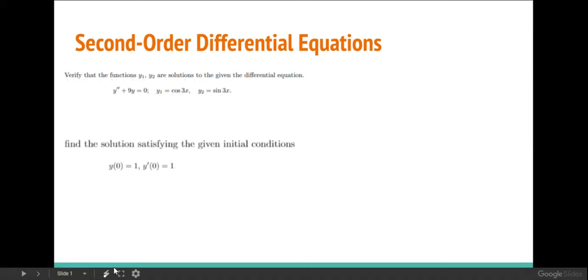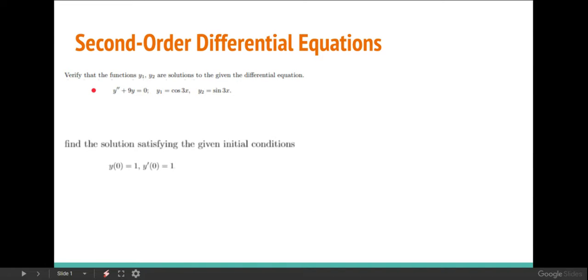Hi there. Thought we'd take a look at this second order differential equation. Our first step in this problem, we're going to be verifying that the two solutions we're given, y1 and y2, are actually solutions of this differential equation. And then our second step, we'll go ahead and find the general solution based on these given initial conditions. So let's talk first about verifying.